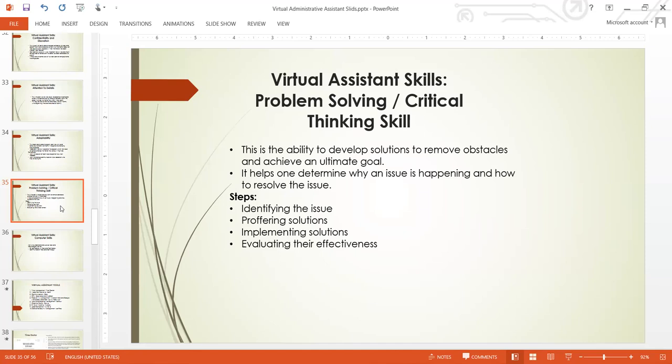To look for a solution, you need to do a bit of brainstorming. Look at various solutions available. Do a brainstorming session with your team or with your colleagues to find the solution. And then implement the solution. And after implementing the solution, it doesn't end there. You need to evaluate that the solution is working. So these are the things you need to do while trying to solve a problem.